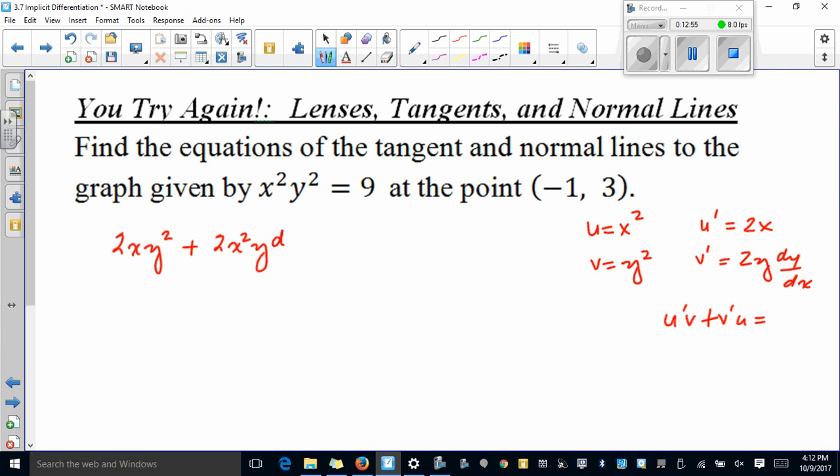Now we can do a lot of substitutions. So I'm going to put negative 1 in for x, 3 for y, and my dy/dx I'm going to change to m since we're looking for slope. So this is 2 times negative 1 times 3 squared plus 2 times negative 1 squared times 3, m equals 0. Yeah, we can see that that first problem was probably the more difficult of the ones because of the radical.